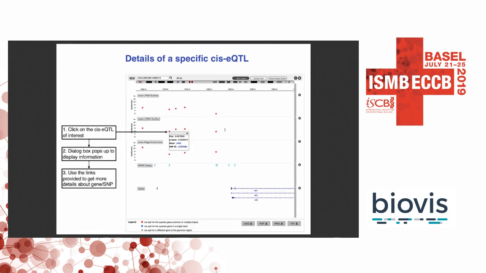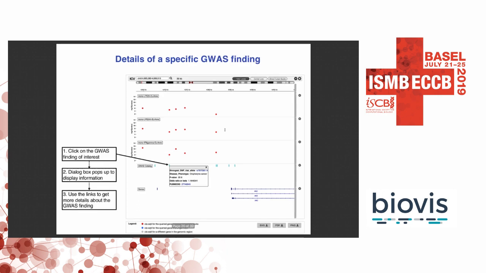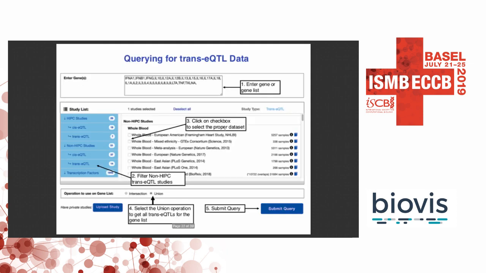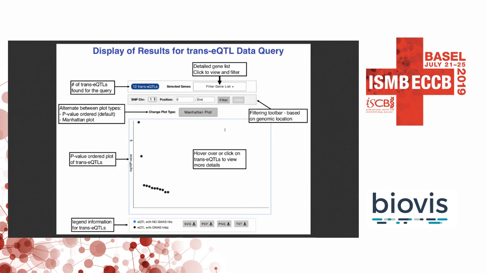For example, you can click on the cis-eQTL and get its p-value and other associated information, and then you can click on the GWAS variant and again get all the associated information. And similarly, you can query for trans-eQTLs. Here we query for a set of genes, and then you get a p-value ordered plot. This is a trans-eQTL that has the highest p-value, and I want to point out that this is arguably the only interface for querying for trans-eQTLs.